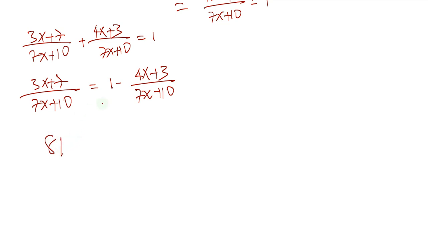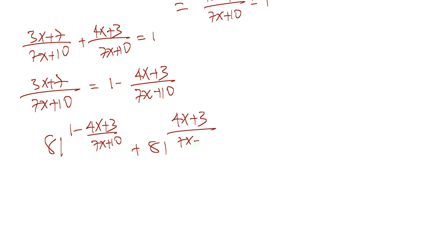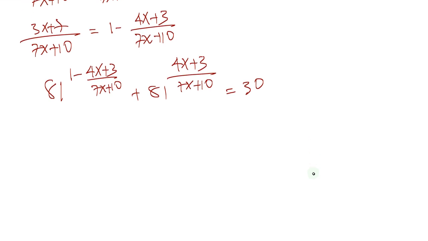So I have 81 to the power 1 minus (4x plus 3) all over (7x plus 10), plus 81 to the power of (4x plus 3) over (7x plus 10), and then this is equal to 30. Well, there are many ways you can solve this. You can find the inverse of this, but instead of doing this, you see that this one here is negative and this one here is positive. So I'm going to multiply both sides of the equation by 81 to the power of (4x plus 3) divided by (7x plus 10).